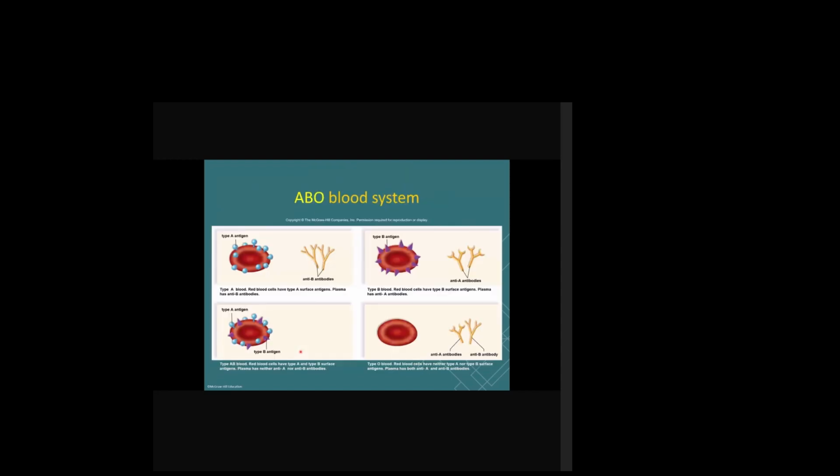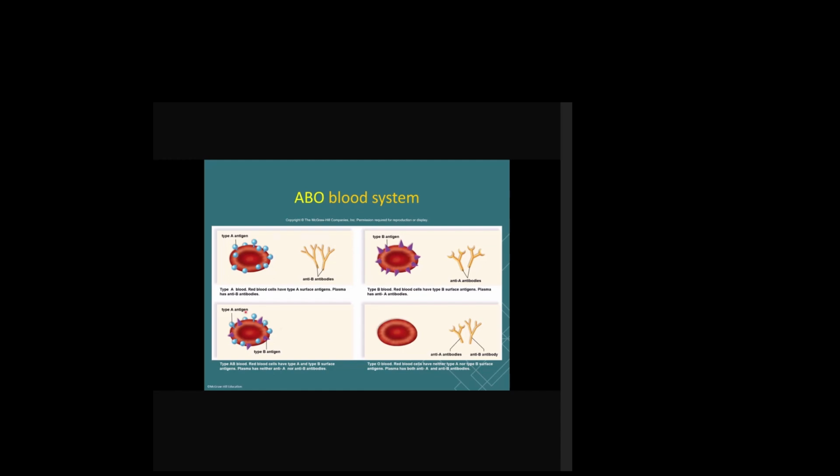So if you are blood type A, you don't want to have anti-A antibodies because they'll go and bind on your red blood cells. And then all of a sudden, your white blood cells are destroying your red blood cells. That's not a good thing.